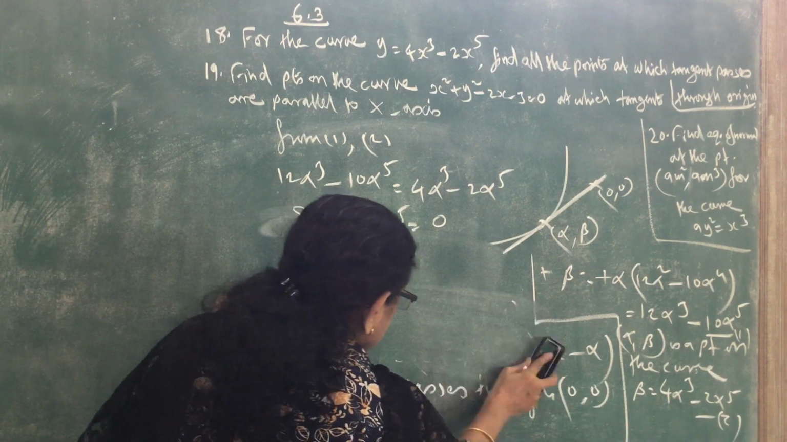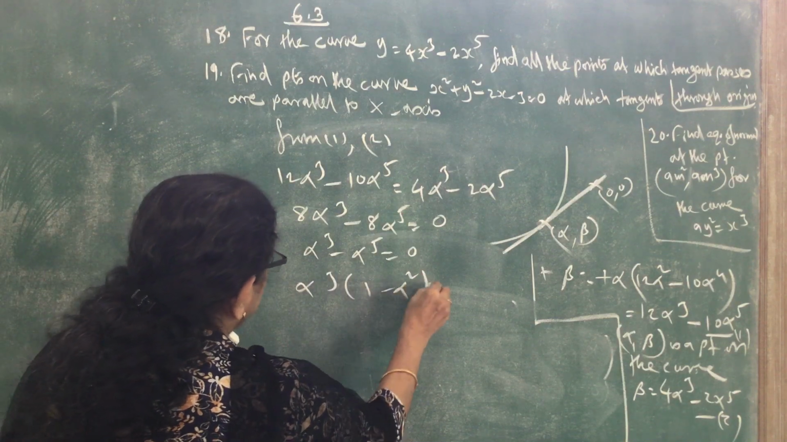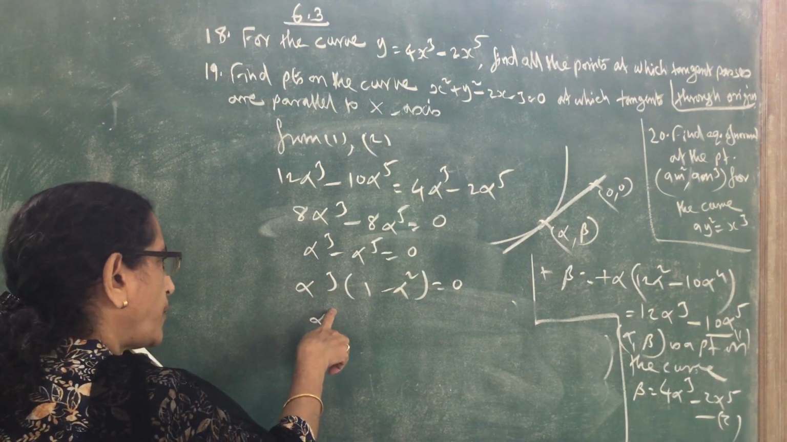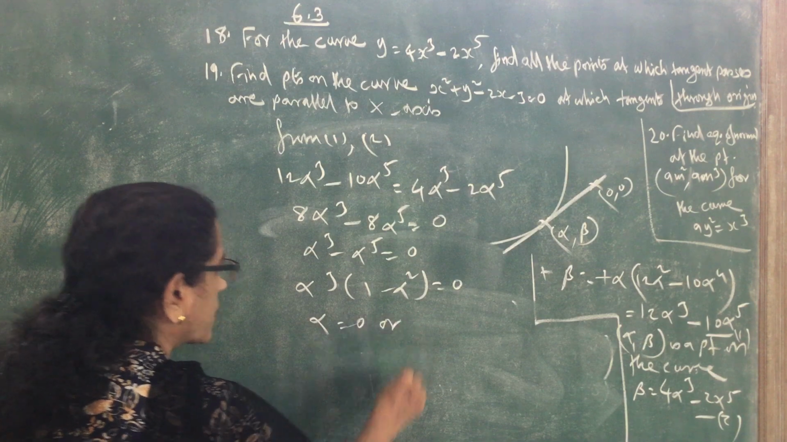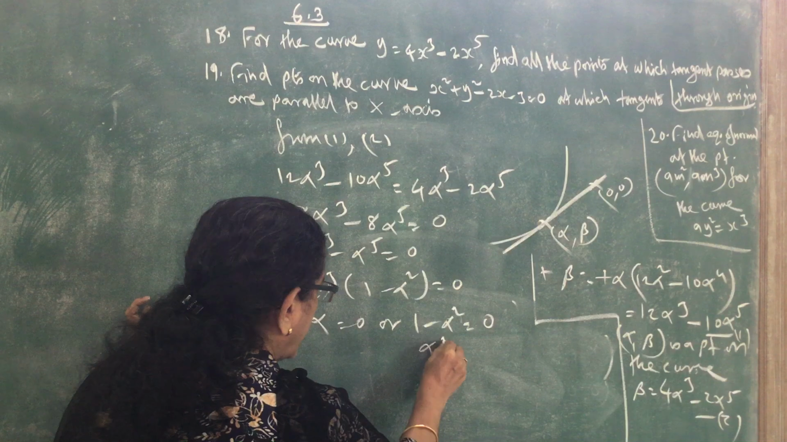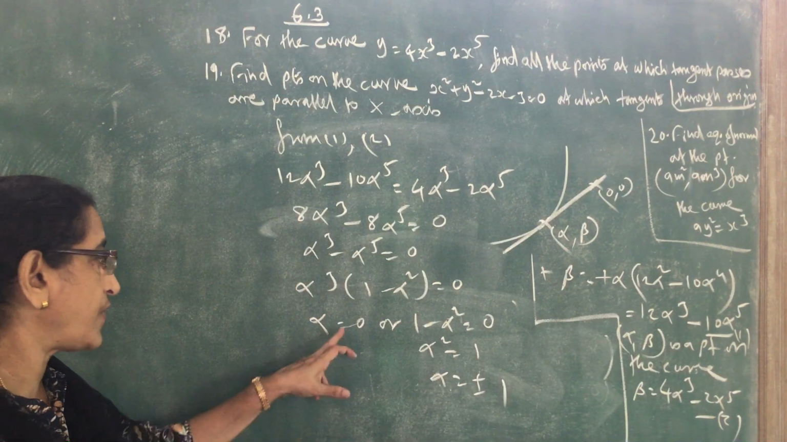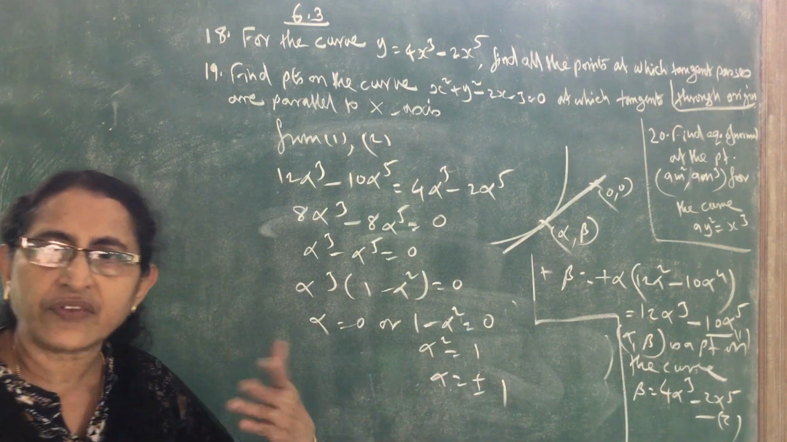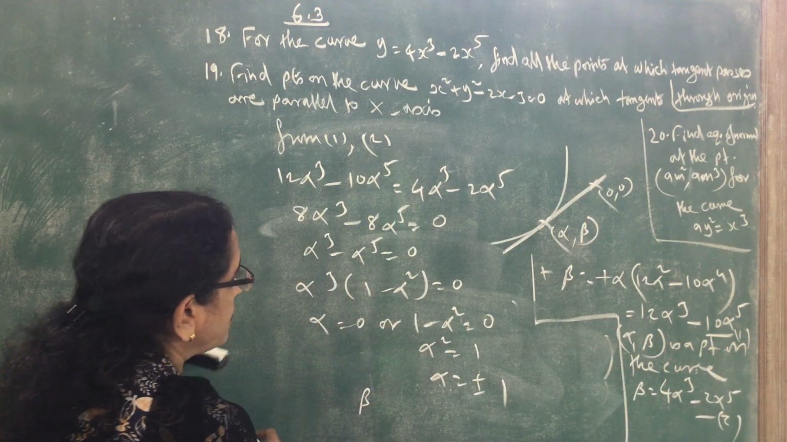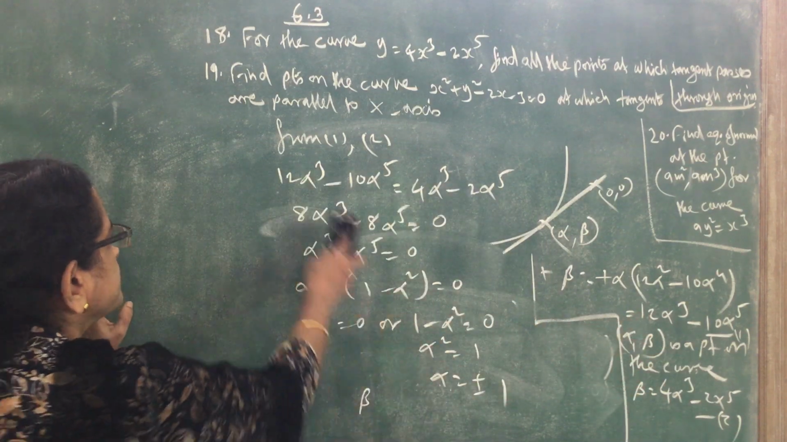Now we can take common: alpha cube into 1 minus alpha square equal to 0. Using this we want to find alpha. Therefore alpha cube equal to 0, that means alpha equal to 0, or 1 minus alpha square equal to 0. So alpha square equal to 1, alpha equal to plus or minus 1. So we got 3 values for alpha: 0, plus 1, minus 1. Then we can find the corresponding values of beta. When alpha equal to 0, we can substitute in either equation 1 or equation 2.